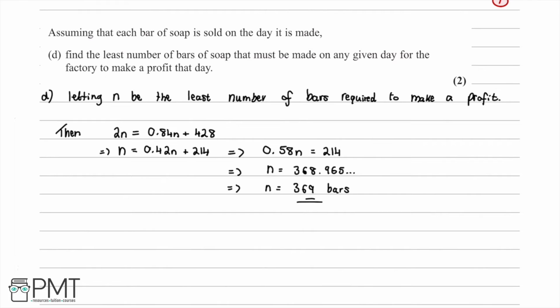So there were 2 marks available in this question, and we receive our first mark for knowing to make 2n equal to our equation from the previous question. Then we receive our second mark for concluding with the correct number of bars of soap, which was 369 bars.